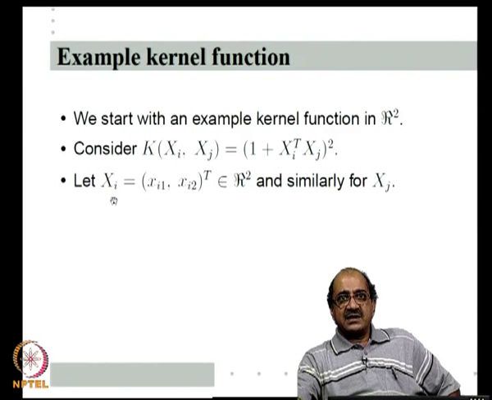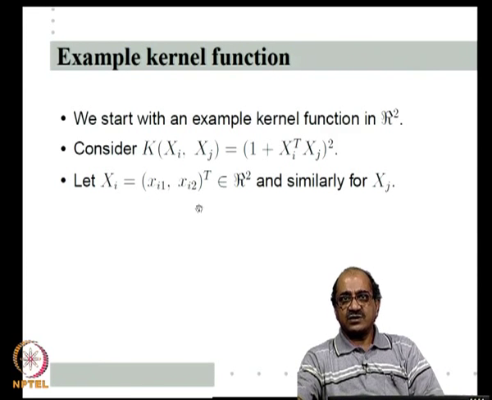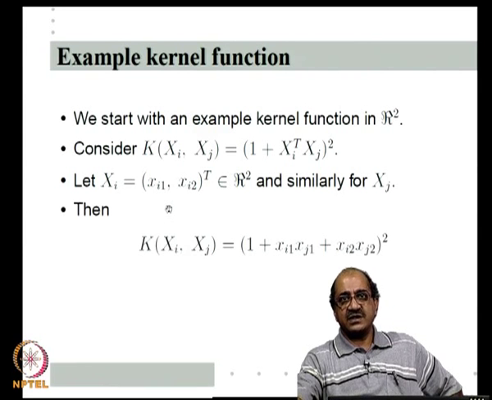If I represent the two components of xi as xi1 and xi2, and similarly xj as xj1 and xj2, then k(xi, xj) is (1 + xi1 xj1 + xi2 xj2) whole square. This is nothing but 1 plus xi transpose xj, because it is a 2-dimensional vector. This is what my kernel function is.